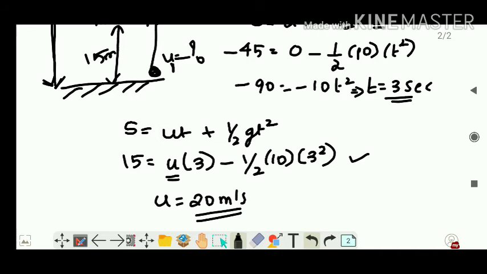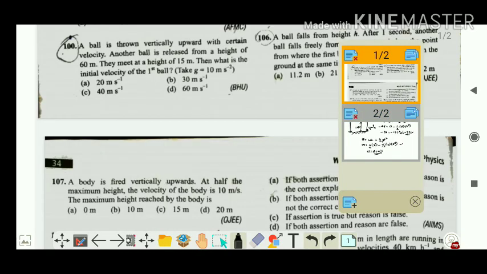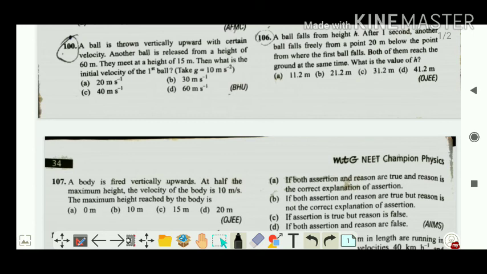Simple, easy. Right, now let's move on to the next question, which can be seen here. Let's do the 106th question. A ball falls from a height h. After 1 second, another ball falls freely from a point 20 meter below the point from where the first ball falls. Both of them reach the ground at the same time. What is the value of h? That is, both the balls are freely falling. One is released. After that, only 1 second after that, only another ball is released.